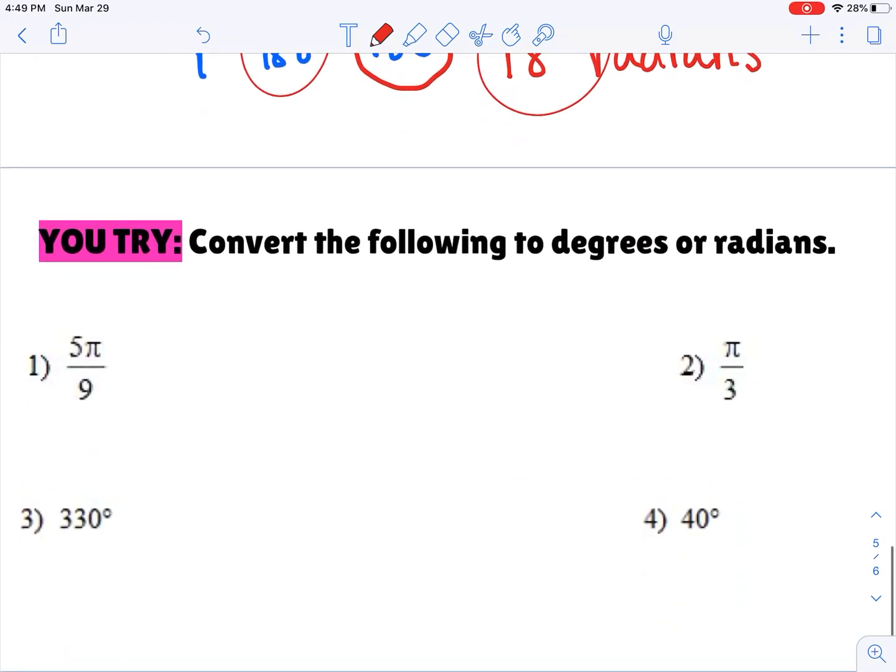Okay, so now I'm going to ask that you pause your screen in order to solve for these problems on this page. So you're going to pause, you're going to convert 1 and 2 to degrees and convert 3 and 4 to radians. And I will just need a minute or so to do the same.